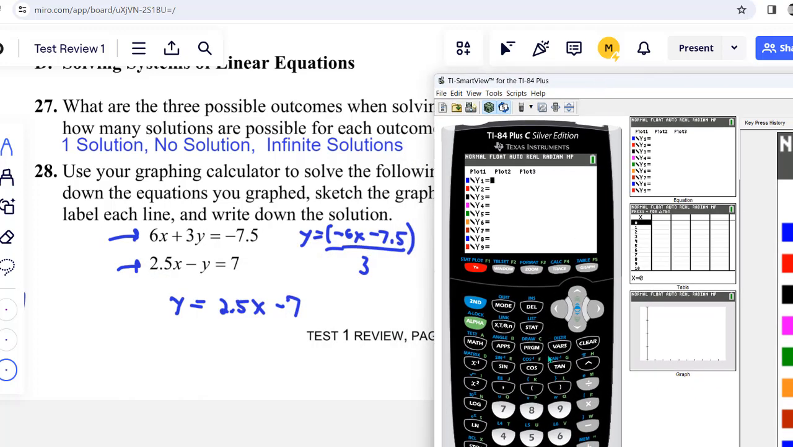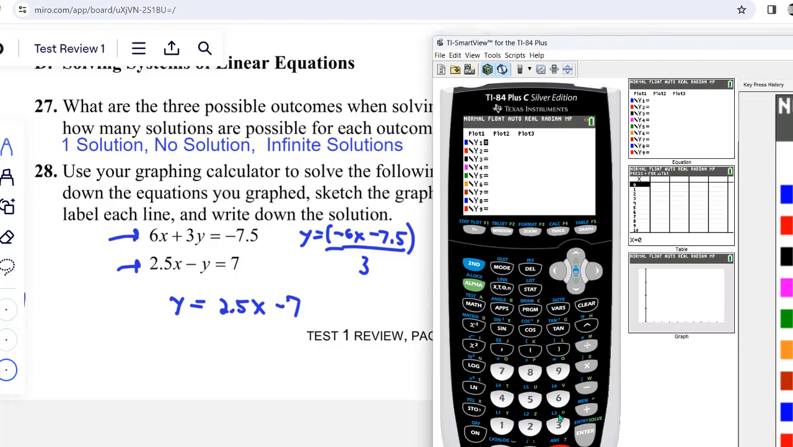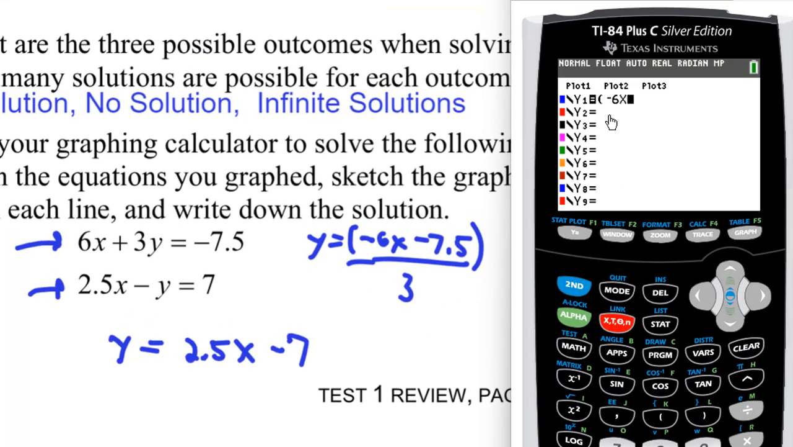So I'm going to enter this in the following way. Minus 6x, notice I started with parentheses, minus 7.5, and then divide this whole thing by 3, that's my y1. y2, I'm going to have to bring the 2.5x over and then divide everything by negative 1 to get y by itself. So that's 2.5x minus 7.